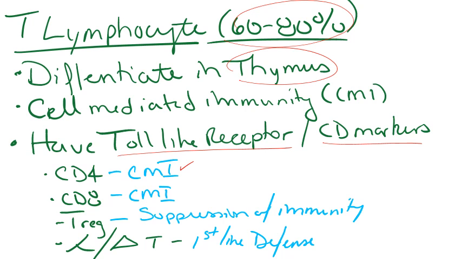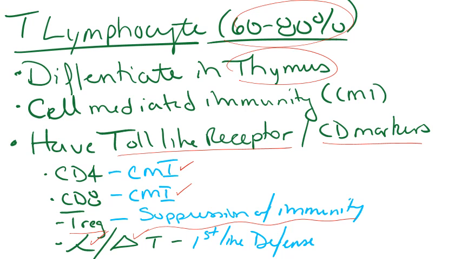CD4 is cell-mediated immunity. CD8, cell-mediated immunity. Treg, or T-cell regulators, are going to suppress immunity. So you'll see this in immuno whenever there's a problem, or if you have, for example, a CD4 T-cell that is self-reactive, that did slip by the maturation process, the Treg cells are going to be responsible for inhibiting those autoreactive or bad T-cells.